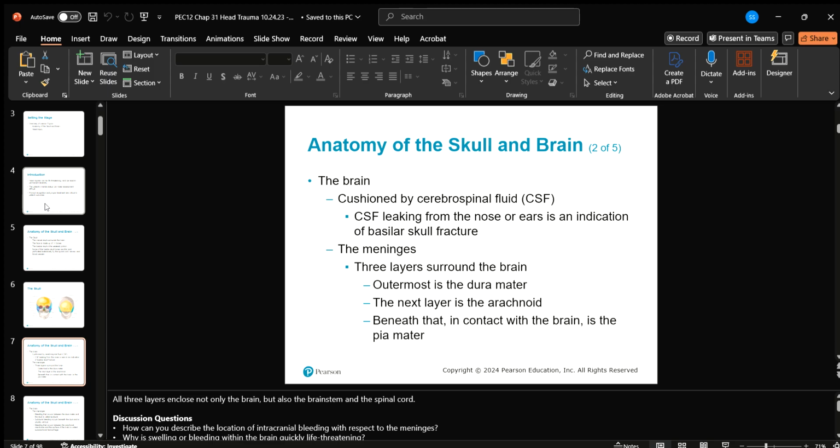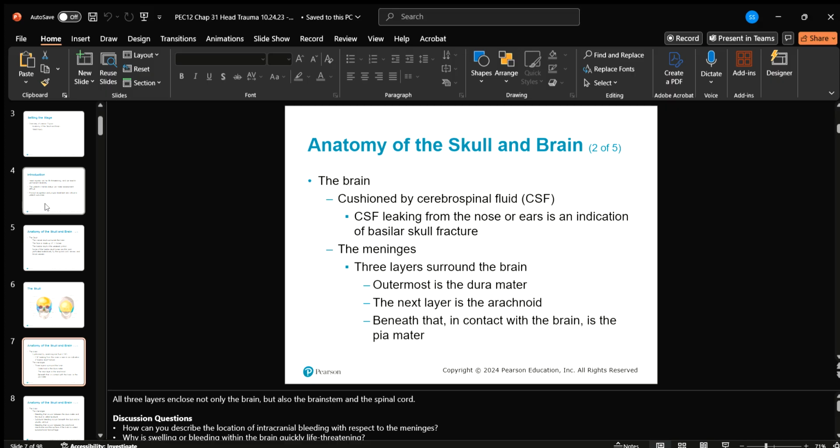The brain is cushioned by what we call CSF, cerebral spinal fluid. If I see a patient that is bleeding from the ears or nose, I might want to take a 2x2 and scoop up a little bit of that blood. Why would I do that? What's that test called? Do you remember the name of that test?